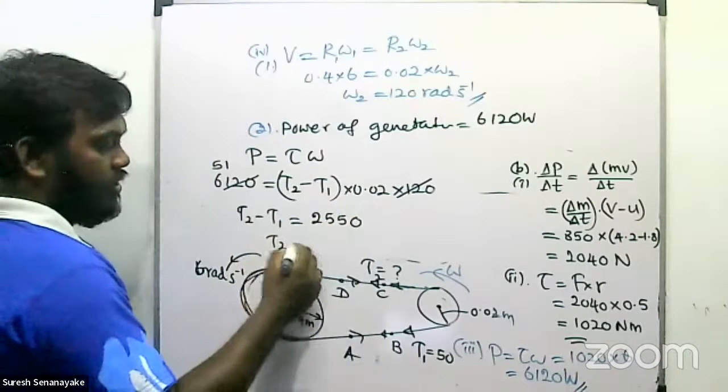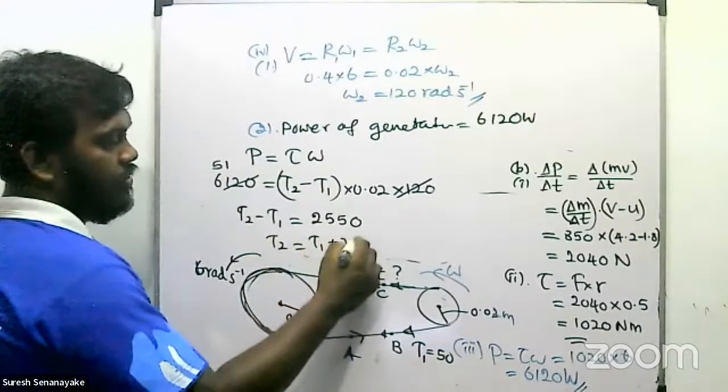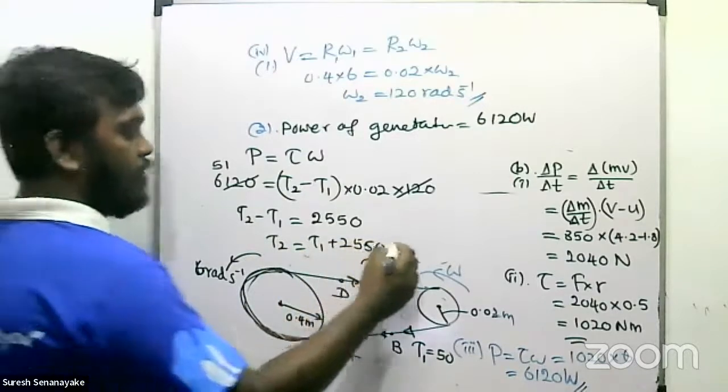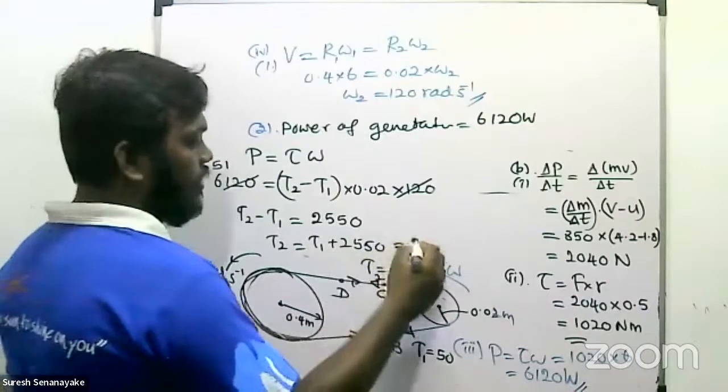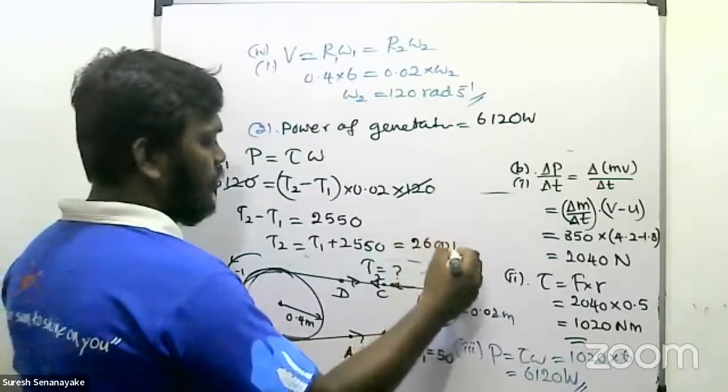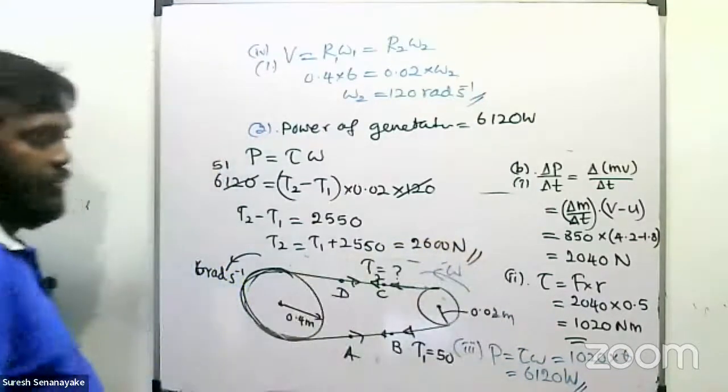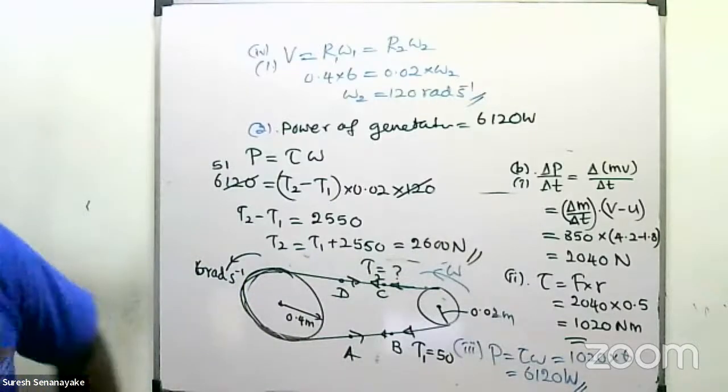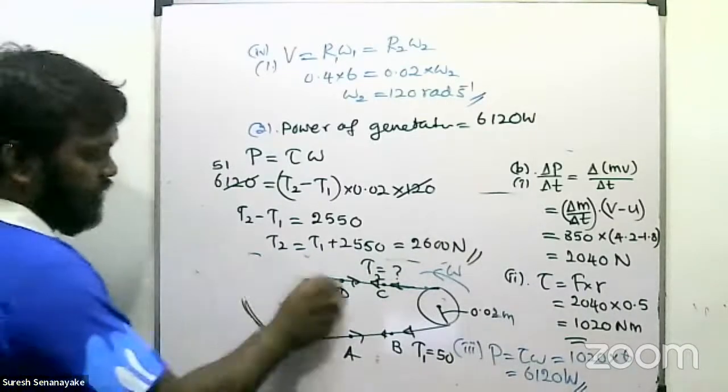Now T2 is T1 plus 2,550. So all together, that is 50 plus 2,550, which is 2,600 Newton. This is the tension of the string between C and D.